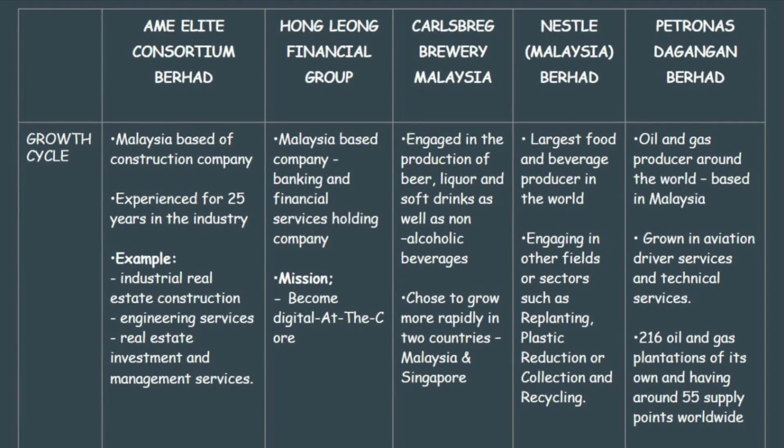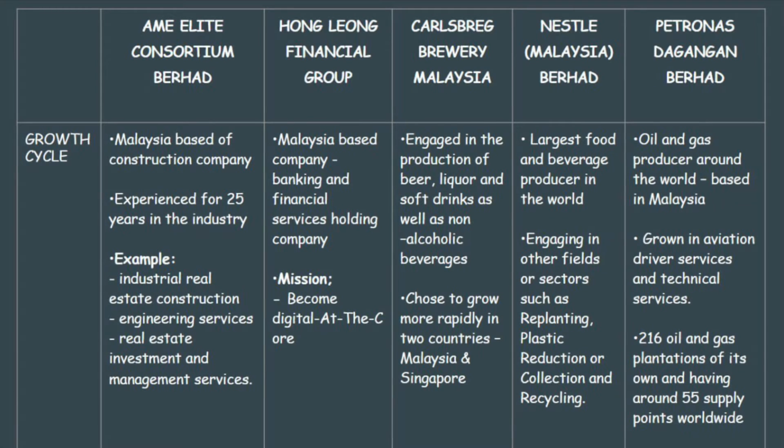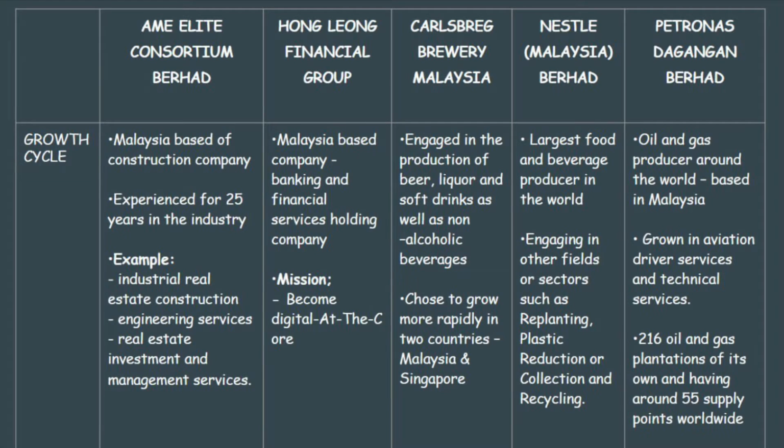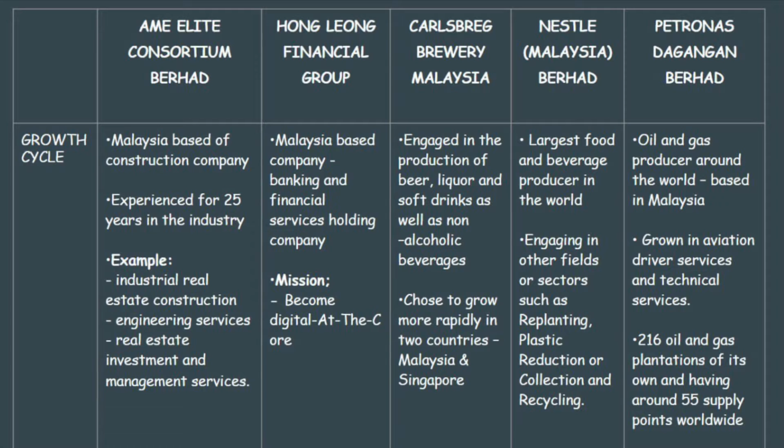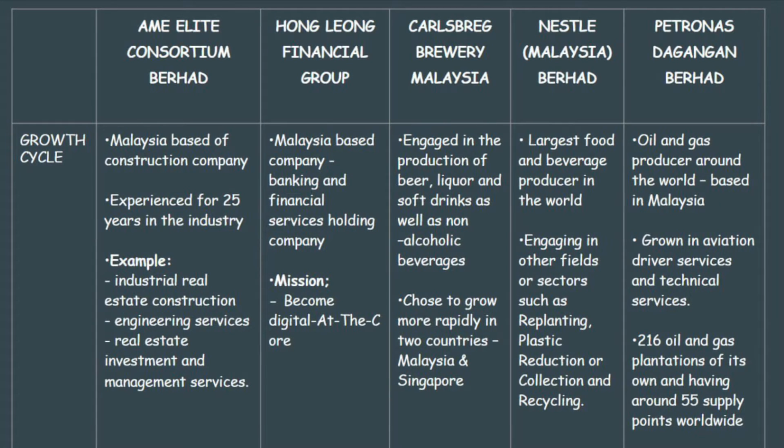To make it more clear, the comparison of views in terms of industry analysis between these five companies is divided into three parts, as shown in this table on this slide: growth cycle, financial review, and the last one is SWOT analysis. Now let us go through them one by one for each part.